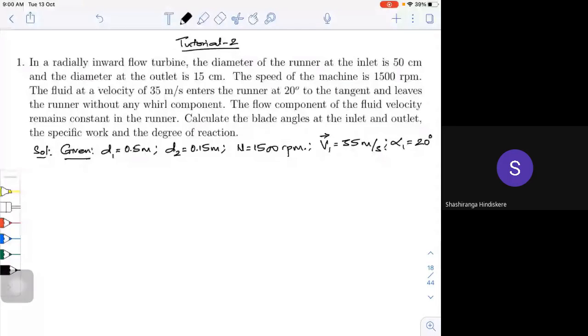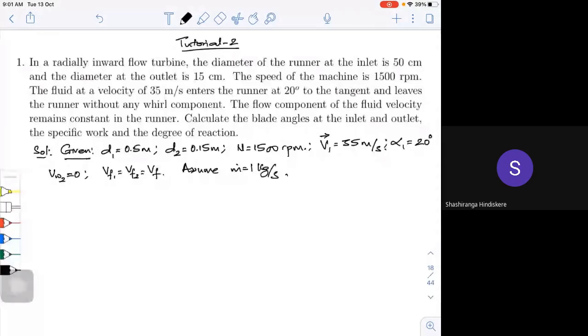The whirl component is 0. That's the meaning of it: my VW2 is equal to 0. And then they are telling us the flow component in the fluid remains the same. The meaning of it is that the flow components VF1 and VF2 are equal to some value, that means they remain the same. Here they have not given the mass flow rate, so let's assume the mass flow rate as 1 kg per second.